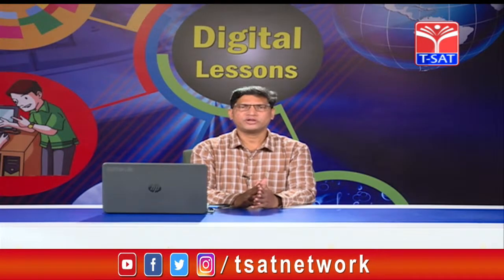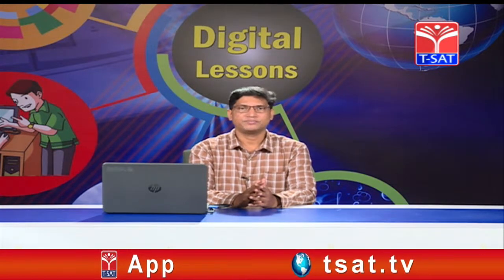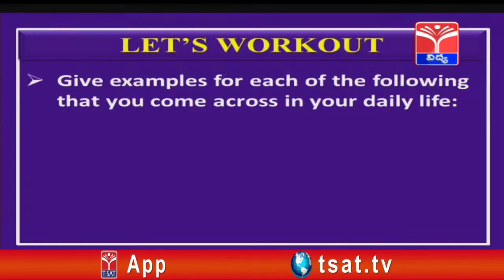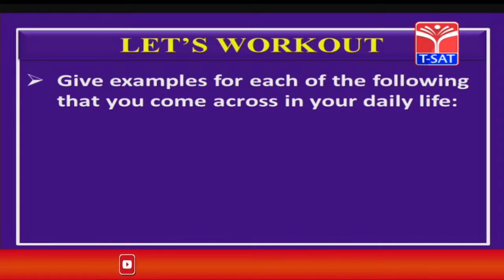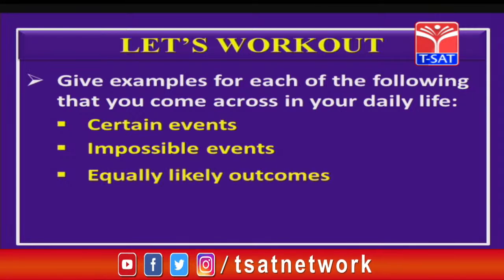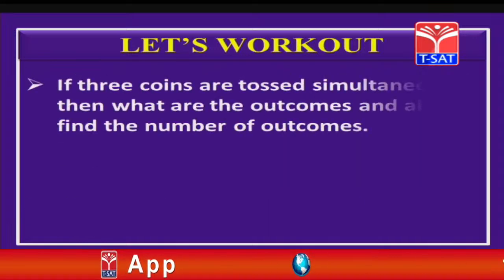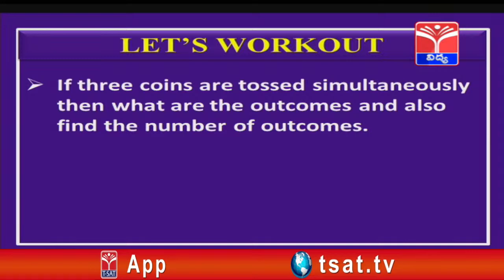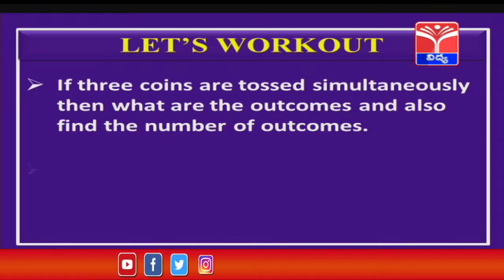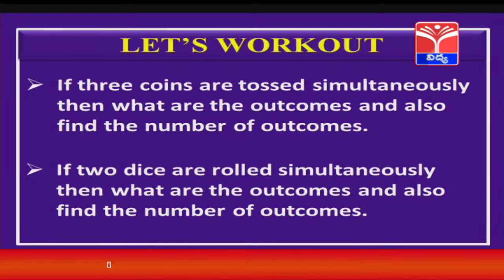So, children, before we conclude, I would like to give you some homework to do and show to your math teacher. So, let us see the first problem, children. Give examples for each of the following that you come across in your daily life, that is certain events, impossible events, and equally likely outcomes. Now, what are the uses of probability in real life? The third question is, if 3 coins are tossed simultaneously, then what are the outcomes, and also find the number of outcomes. And the final question is, if 2 dice are rolled simultaneously, then what are the outcomes, and also find the number of outcomes.